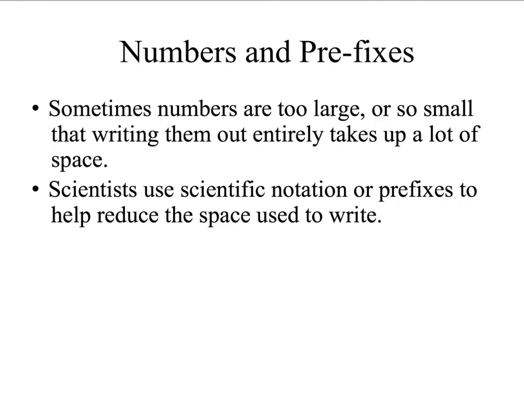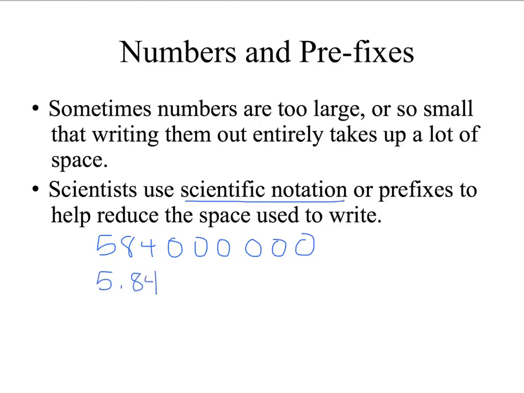So just as a reminder, if we had the number of 584 million, if we used scientific notation to write this out, we would write it as 5.84. We'd count all our zeros all the way down, and there's 8 of them, so we'd say times 10 to the 8th. And that is scientific notation.